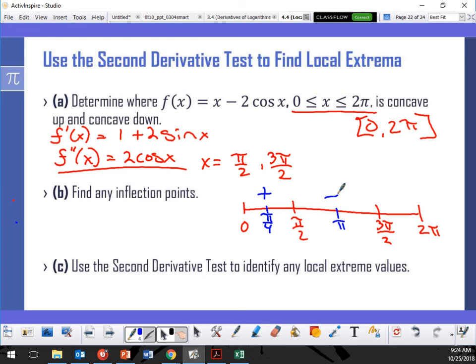And the other side of 3 pi over 2 would be 7 pi over 4. 7 pi over 4, cosine in quadrant 4 is going to be negative, right? Or positive? It's positive. So in quadrant 4, cosine is going to be positive, times 2, so that's going to be a positive right here. So, using the concavity test, if it's positive, that's going to be concave up.